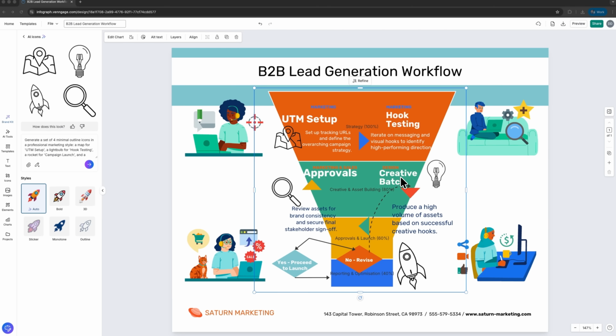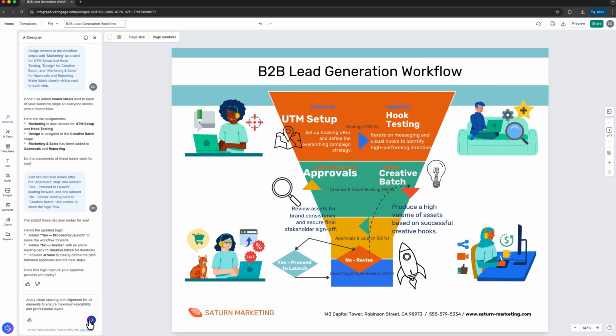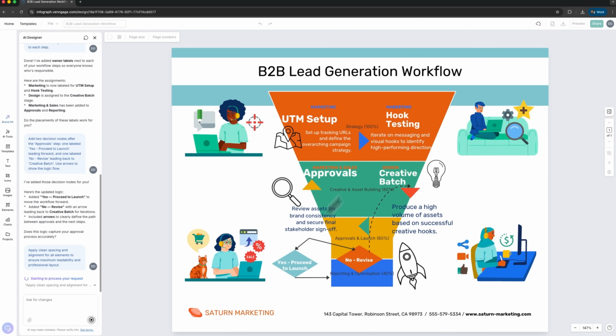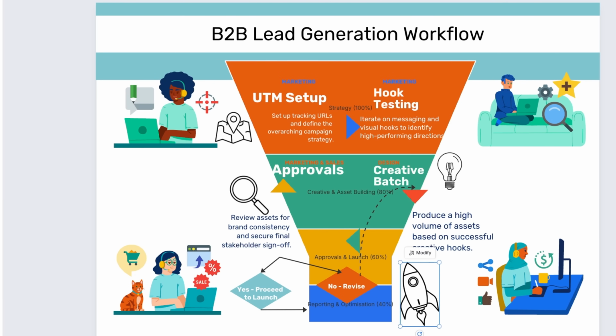When we add multiple elements, it's easy to lose balance in spacing. So we'll delegate the final polishing to our AI designer. We'll ask it to clean up the spacing and alignment. The AI will analyze all blocks, arrows, and icons, and automatically align everything to the grid. With just a small adjustment, the layout already looks cleaner and more professional.